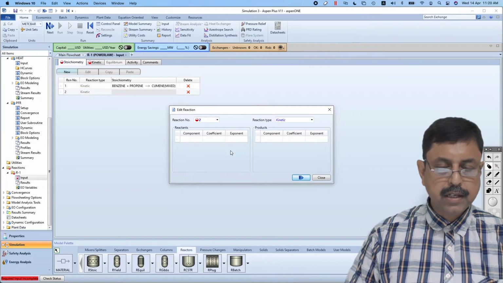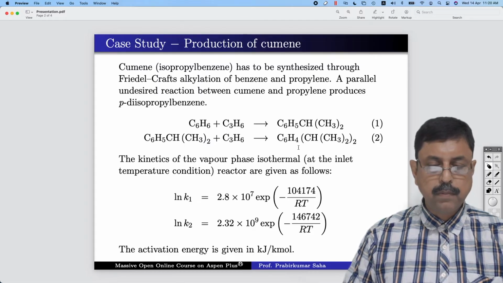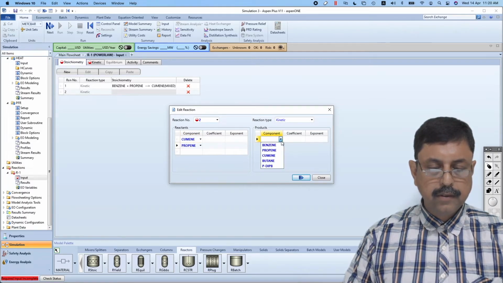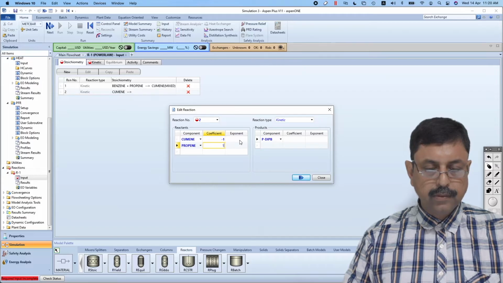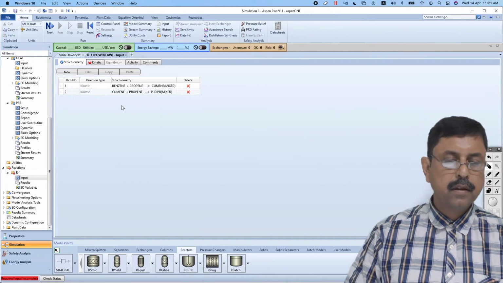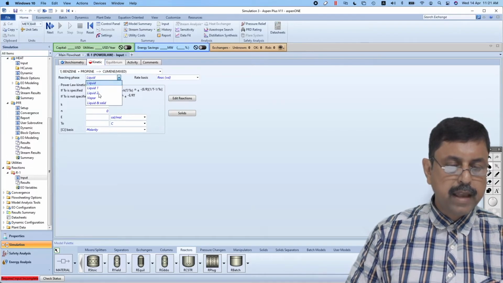and the second reaction is we have cumene plus propene gives diisopropyl benzene. So it is cumene plus propylene is this one. Here also -1, -1, 1, 1, and this is 1, exponent 0. So we have to write kinetic properties. It is a vapor phase reaction.